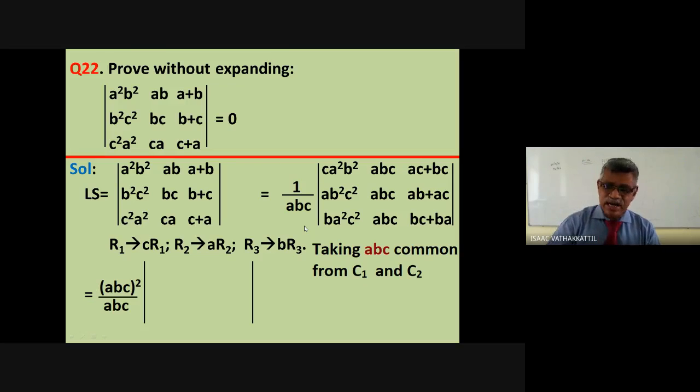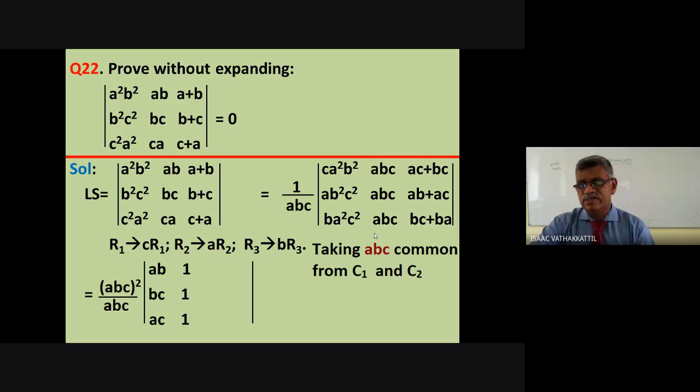What will be inside the first column? When I take ABC from the first column, you get AB, further you get BC, further you get CA. First column will be AB, BC and CA. Second column, when I take ABC out, is simply 1, 1, 1. And the third column, as it is, AC plus BC, AB plus AC, BC plus BA.